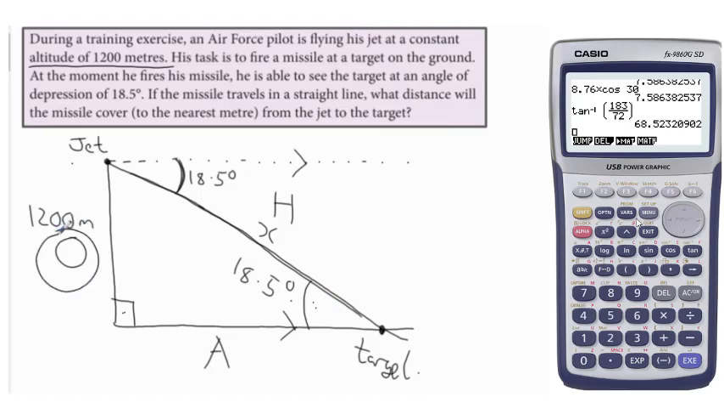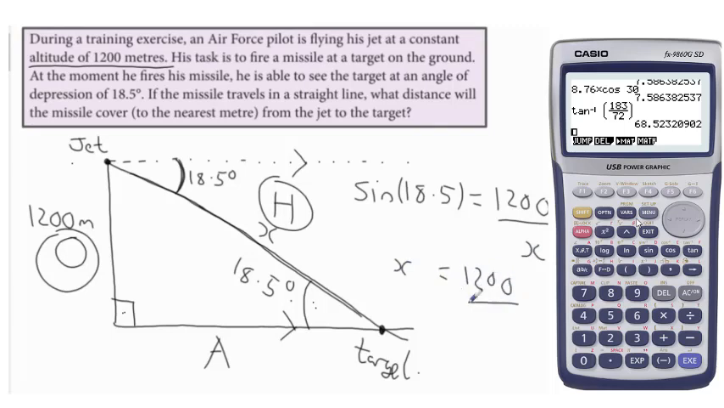Then decide which two sides are involved. That's the O and the H, so that means sine. Sine of the angle, 18.5, equals O over H. So O is 1,200 over H, which is our X. So that must mean that X is going to be 1,200 over sine 18.5. We've multiplied through by X and divided through by sine 18.5.